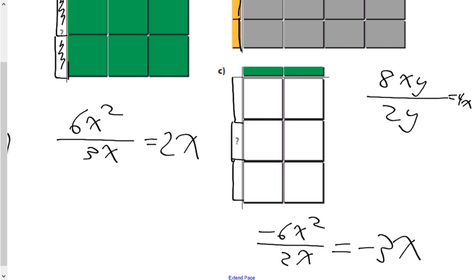Do yours look squarer than mine? Yeah, mine looks kind of like rectangles. That's just a distortion, I think, of the smartboard.